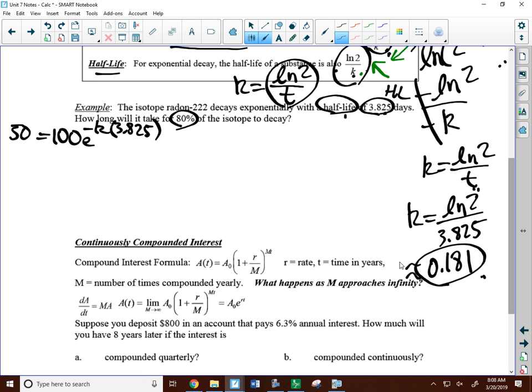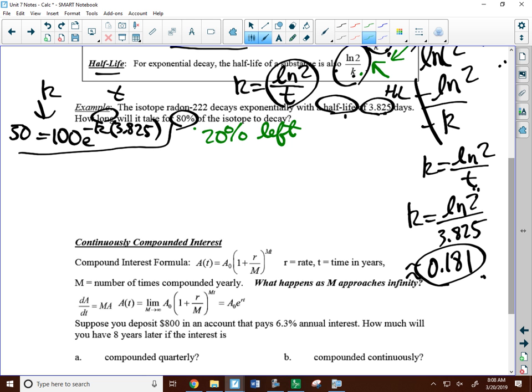Okay, so for ours, let's solve. They want how long? That's time. So again, this was just optional, another way to get K, if you wanted. How long will it take for 80% to decay? So we need an amount that we have. If 80% is decayed, then 20% is left. Right? 20% remains.